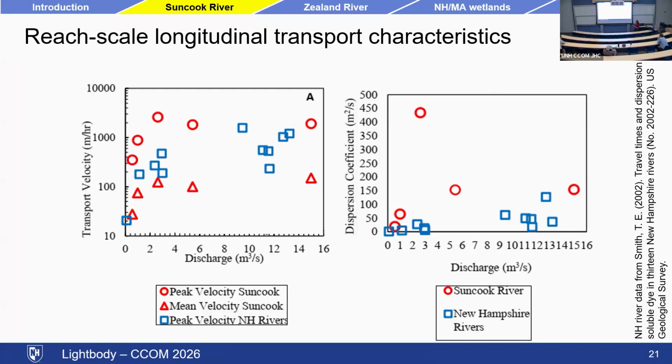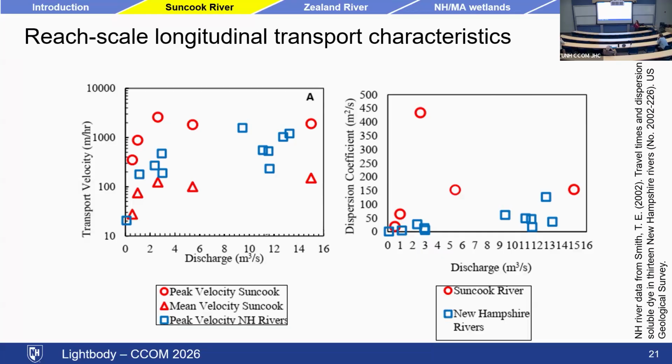And that transport velocity changed as a function of discharge. In general, we see, if you squint, an increase in both the peak arrival velocity and the mean velocity calculated from the detention time at all of these rivers. The blue squares are showing another study done by Smith et al., showing peak velocity for a wide range of New Hampshire rivers, and we're getting velocities that are similar to other rivers.